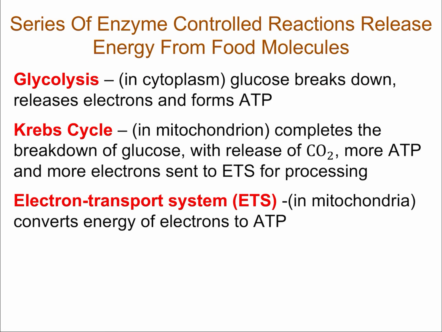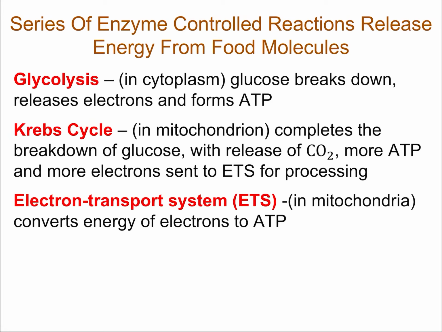All right, to finish out chapter 28, we're going to talk about some metabolism. So, glycolysis, Krebs cycle, and electron transport system are all part of cellular respiration, and they're going to occur in different places and do different things. So, glycolysis occurs in the cytoplasm, so it's inside the cell but outside the nucleus. The glucose that you get from your diet will be broken down, releasing electrons and forming ATP.